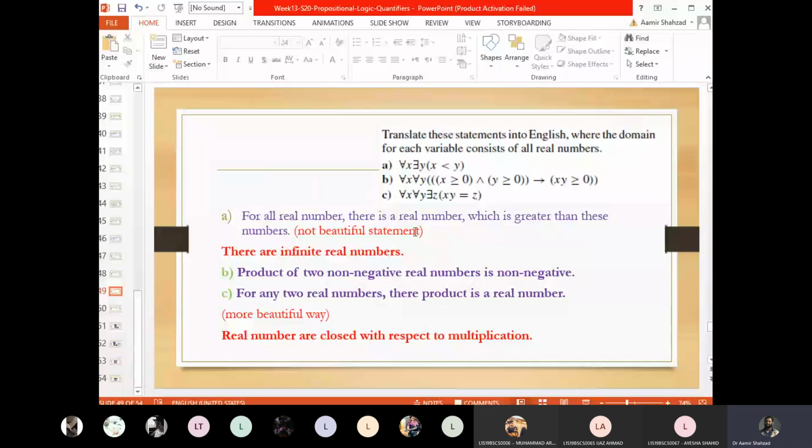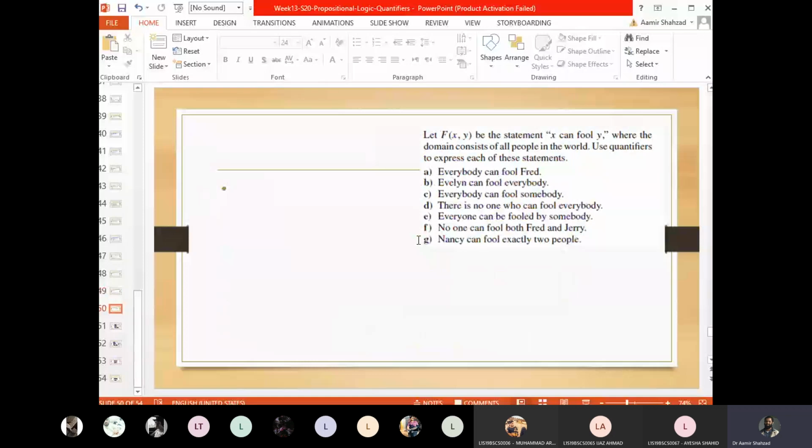That's fine. We are almost finished with the time, so I should say: express these statements in mathematical form. Maybe we can do one or two and the rest you can do by yourself. Let F of x, y be the statement x can fool y, where the domain consists of all people in the world.